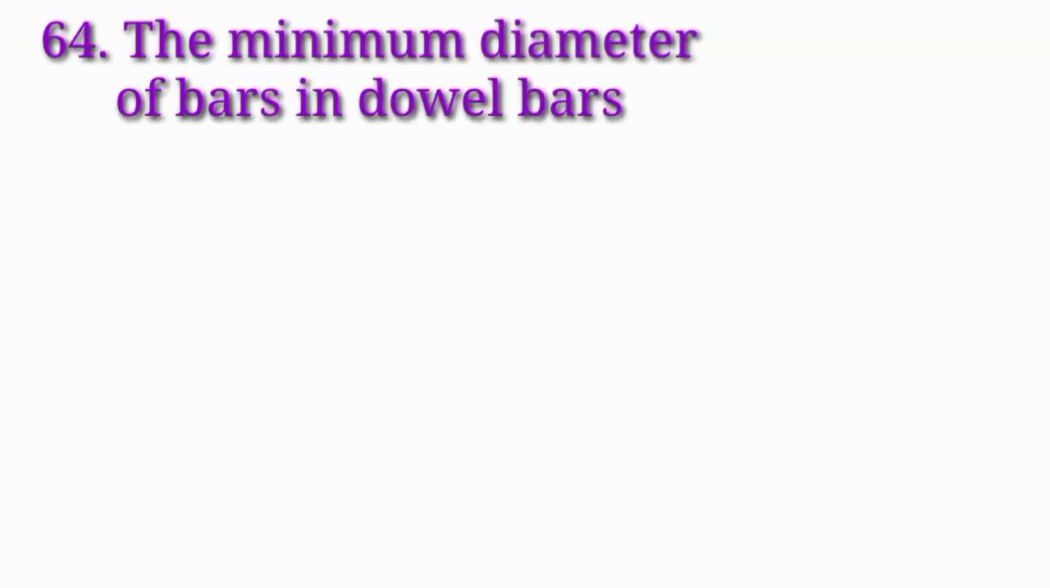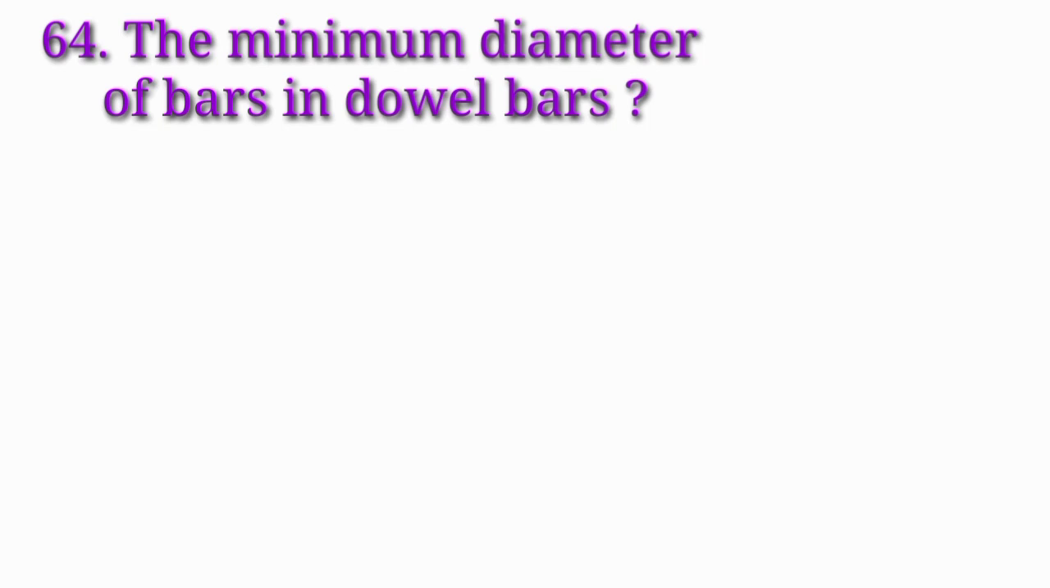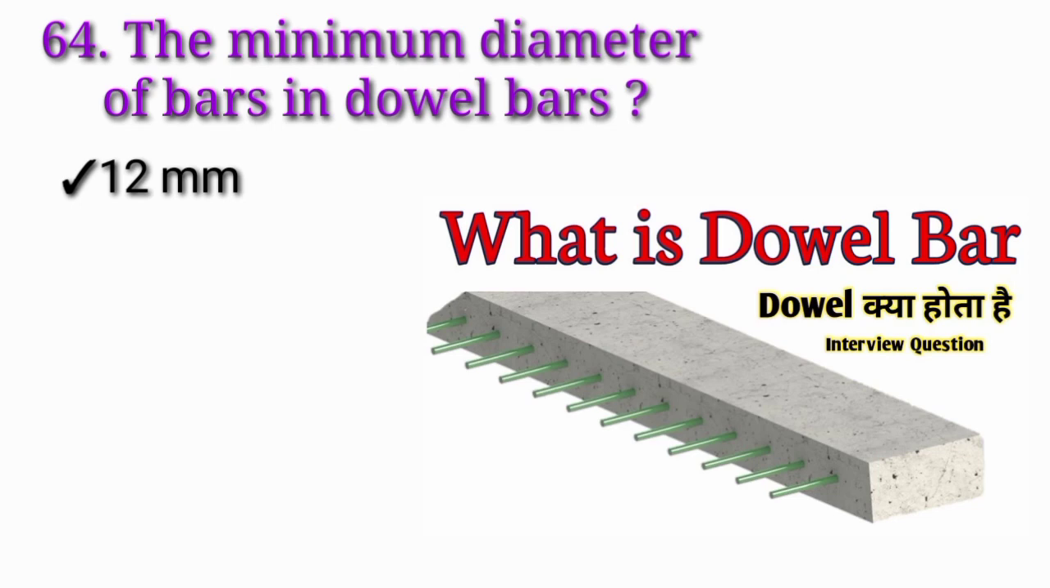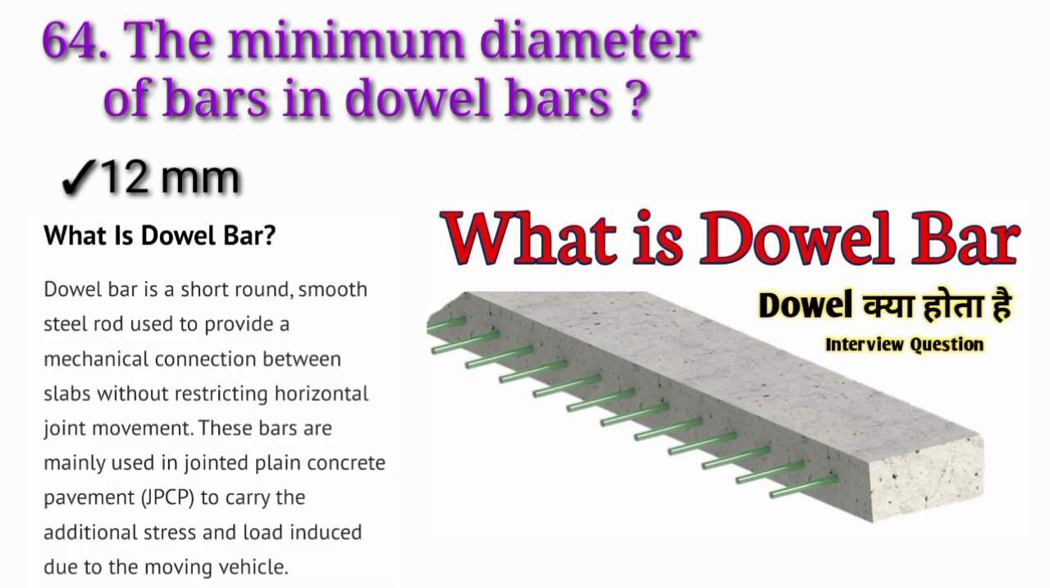64. The minimum diameter of bar in dowel bars. The minimum diameter of bar used in dowels is 12 mm. What is a dowel bar? A dowel bar is a short, round, smooth steel rod used to provide a mechanical connection between slabs without restricting horizontal joint movement.